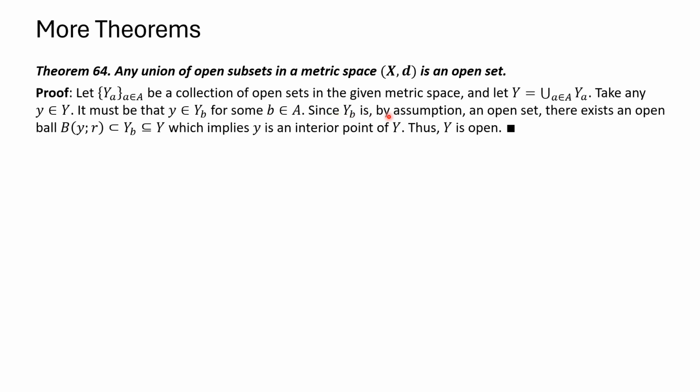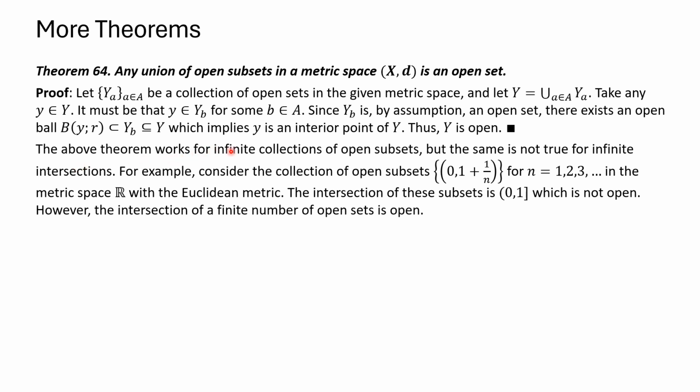Since Y sub beta is by assumption an open set, there exists an open ball centered about y with radius R such that it's contained in Y sub beta, but then we know that Y sub beta is in this union, so it has to be a subset of Y, which implies small y is an interior point of Y, and thus Y is open. So fairly straightforward proof, and we didn't need to assume anything about the cardinality of the indexing set here. It could be anything.